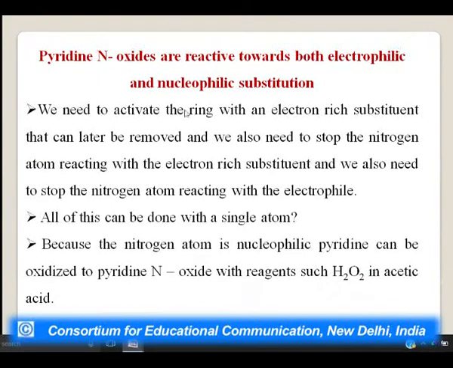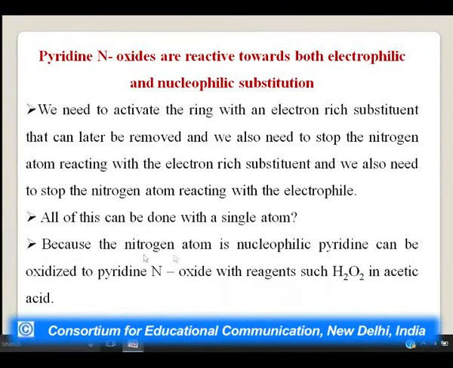We need to activate the pyridine ring with an electron rich substituent that can later be removed. We also need to stop the nitrogen atom in pyridine from reacting with the electrophile, because of the electron withdrawing nature of the nitrogen atom. How can we do that? All of this can be done with a single atom.